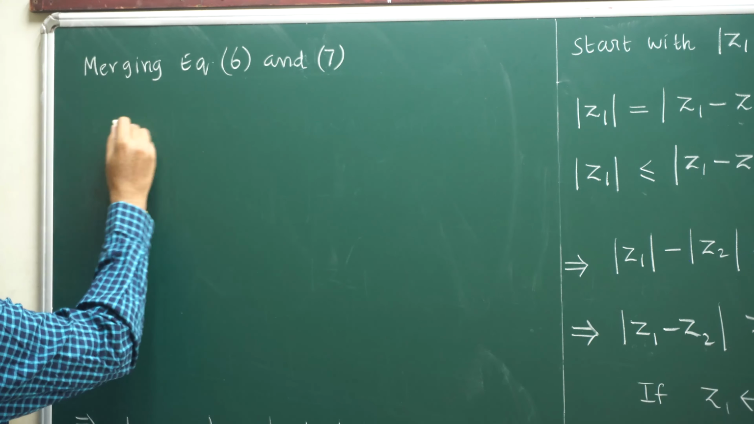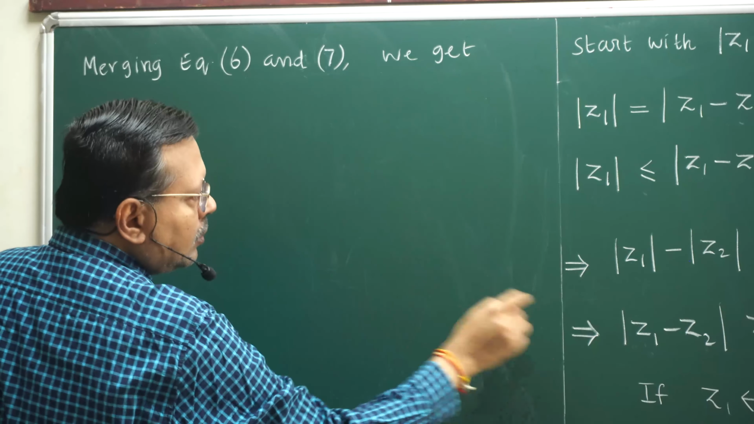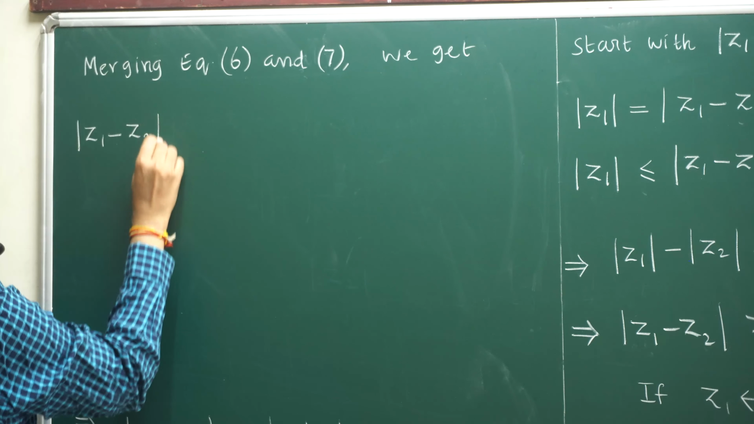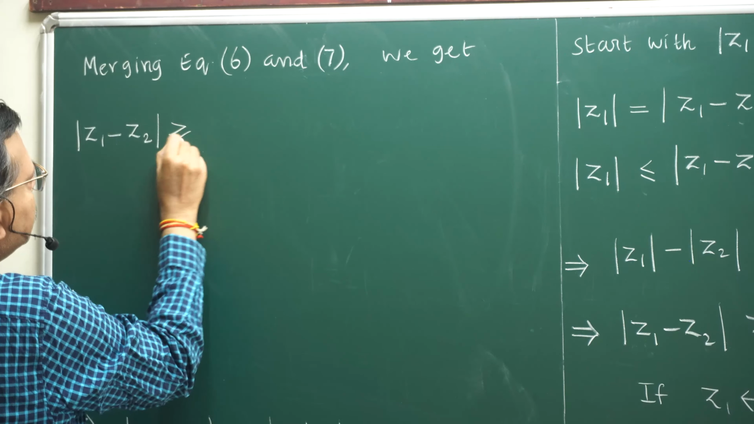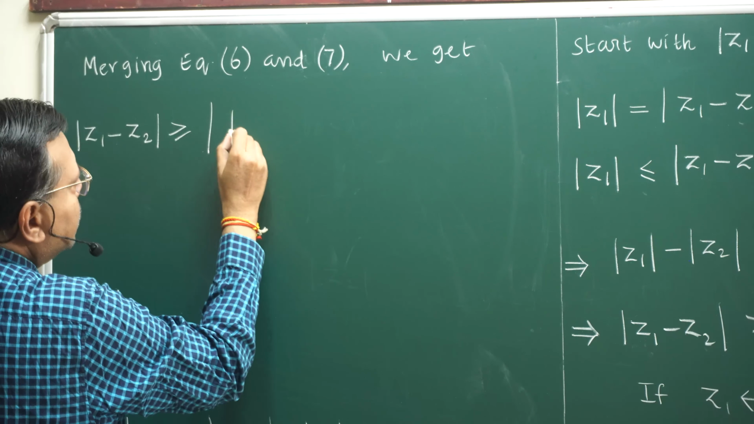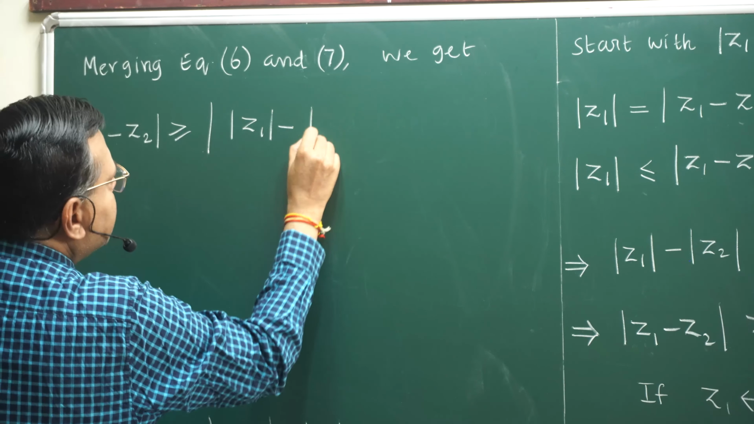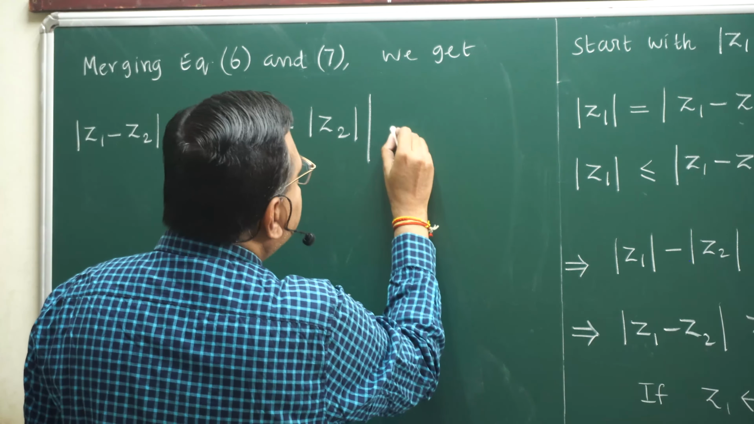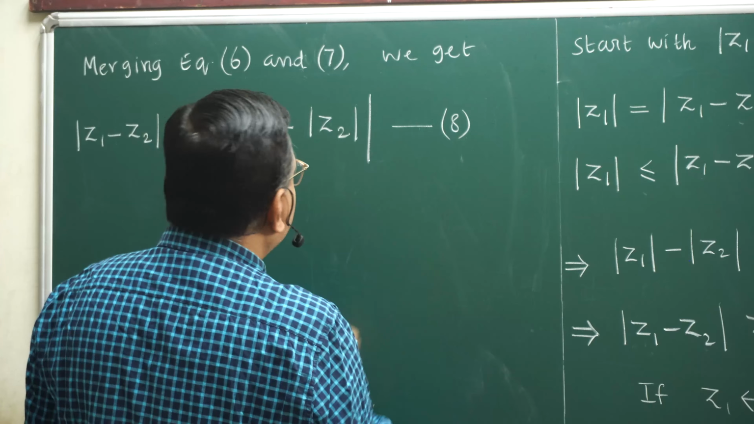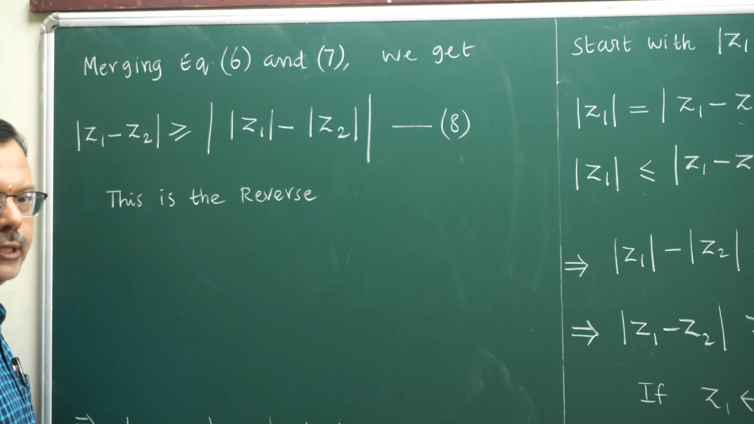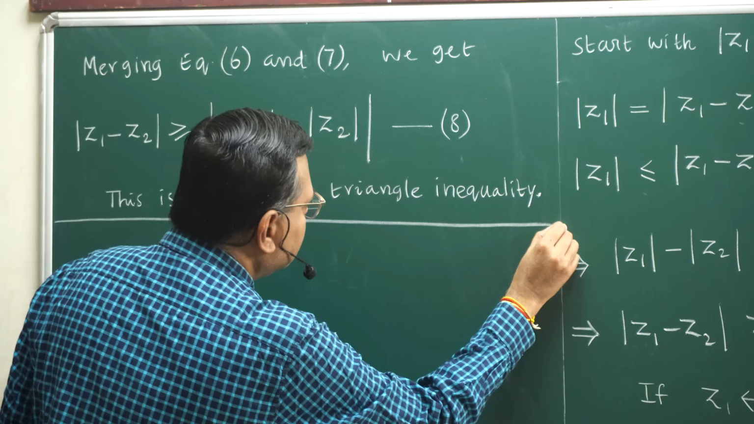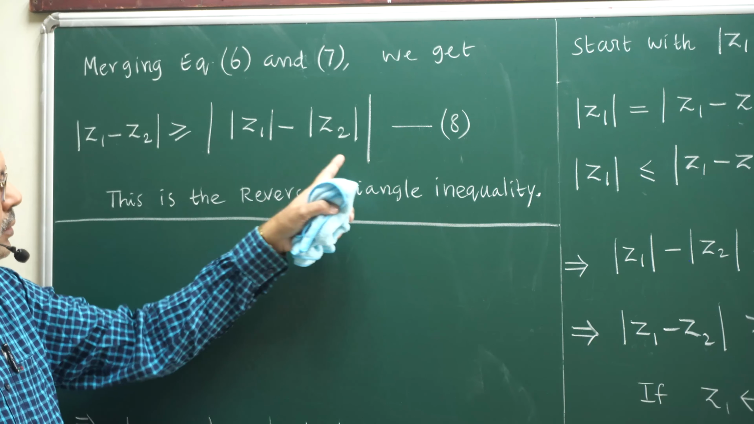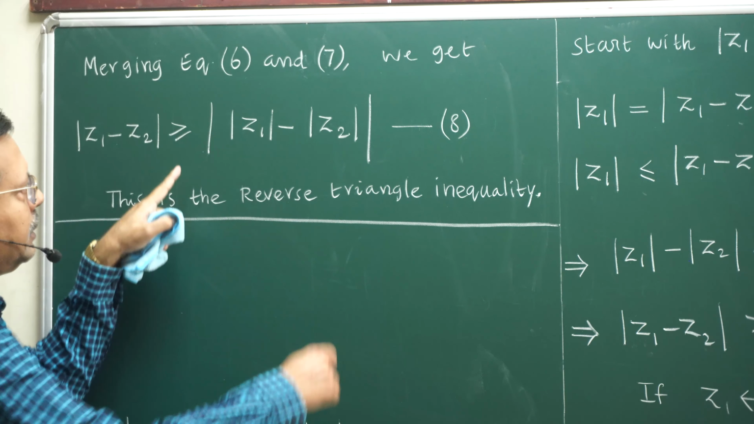So I will now write it down here. How do you write this? We get, the left hand side is the modulus of Z1 minus Z2, is greater than or equal to the big modulus of the modulus of Z1 minus the modulus of Z2. And that is your equation number 8. This is the reverse triangle inequality.